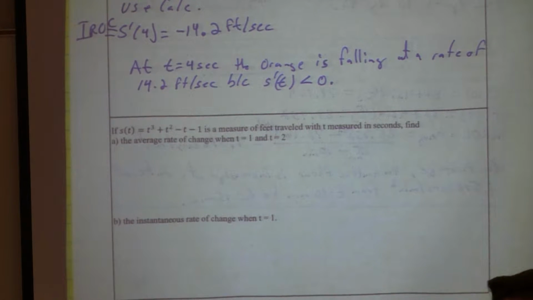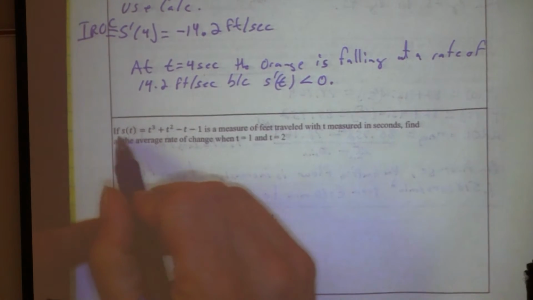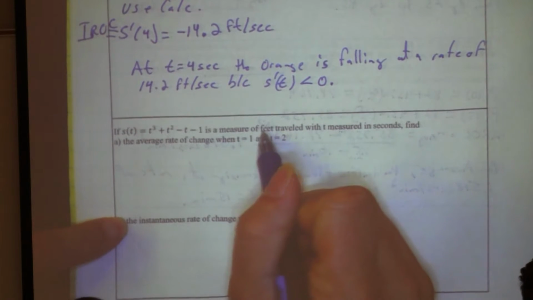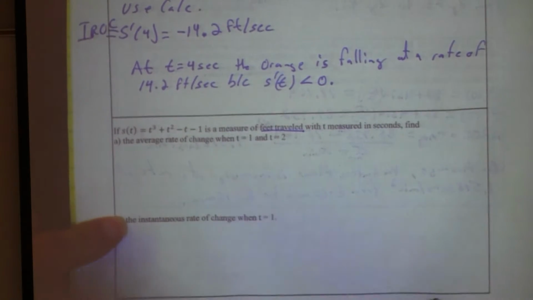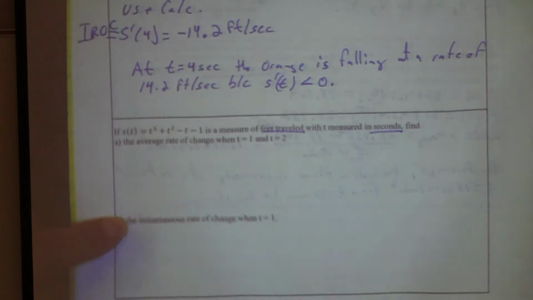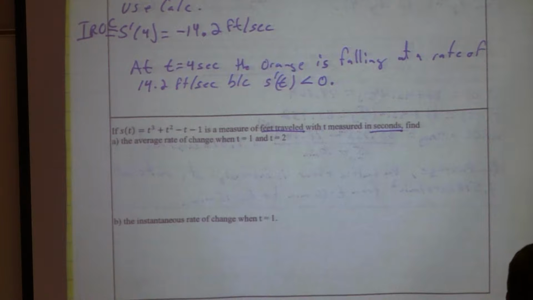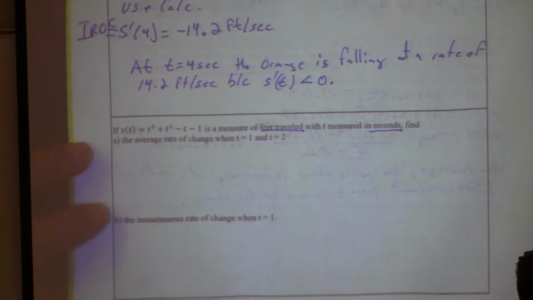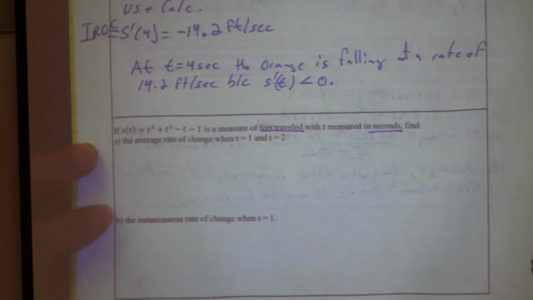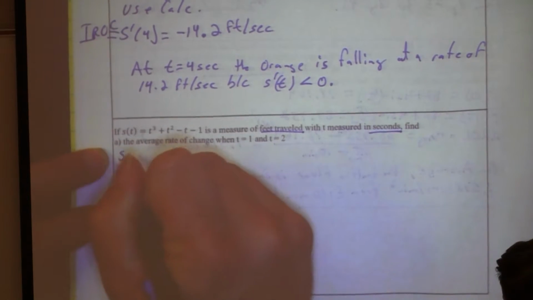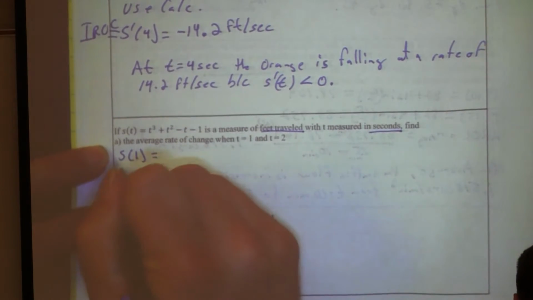Alright. So, did we finish the last 2 examples? So let's read it. What is it that it's giving us? The AROC. What does this equation tell me? It's a measure of distance, feet traveled, right? And what does the T stand for? Seconds. So if I enter a time, it's going to tell me how many feet I've traveled. Okay, so find the average rate of change when T equals 1 and T equals 2. So what do I need to find in order to do that? I need the Y's. So I need S of 1, and I also need S of 2.